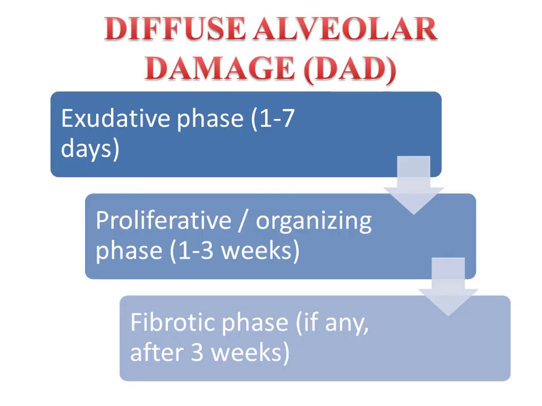Diffuse alveolar damage has stages, and those stages can be divided into three: the exudative phase from the 1st to 7th day, then the proliferative or organizing phase from the 1st to 3rd week, and finally the fibrotic phase, if any, after 3 weeks. Most of the cases, of course, we are talking about the acute inflammatory disorders.